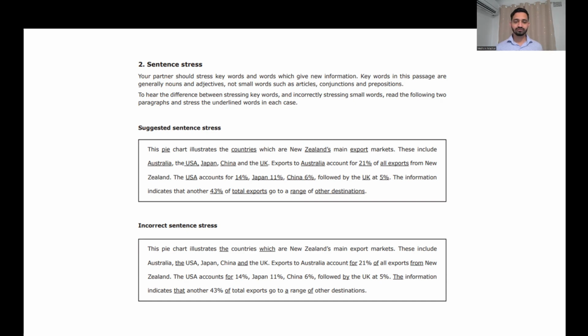Exports to Australia account for 21% of all exports from New Zealand. The USA accounts for 14%, Japan 11%, China 6%, followed by the UK at 5%. The information indicates that another 43% of total exports go to a range of other destinations. Obviously, that doesn't make sense. It's causing a lot of confusion for the listener to understand what is being said. So you don't want to do it like that.